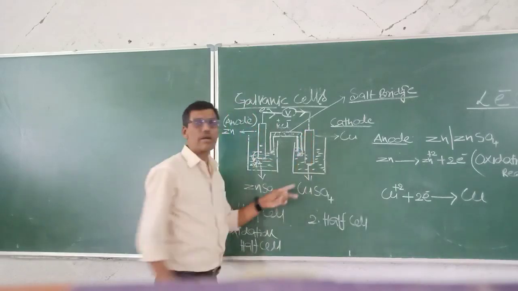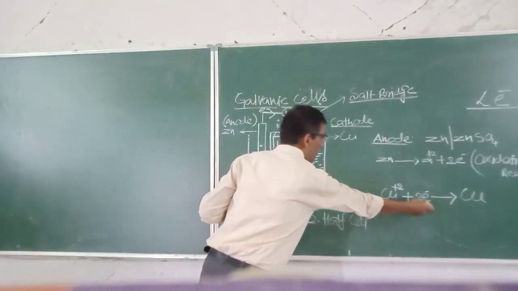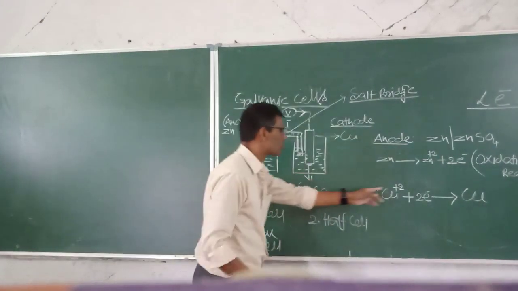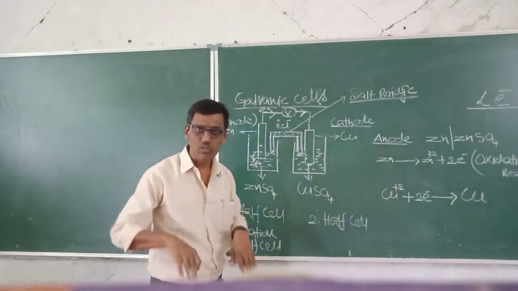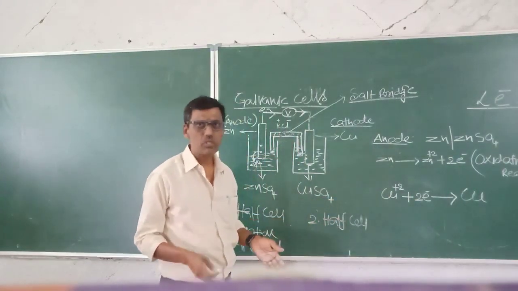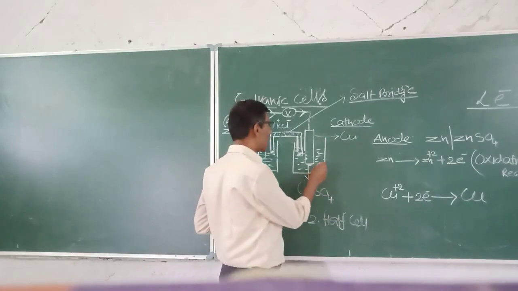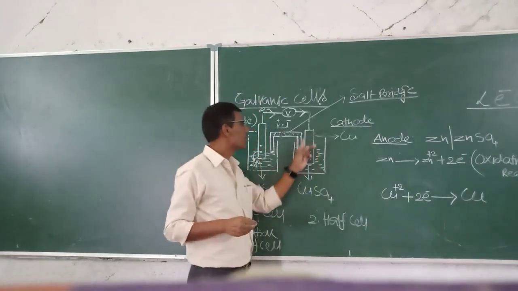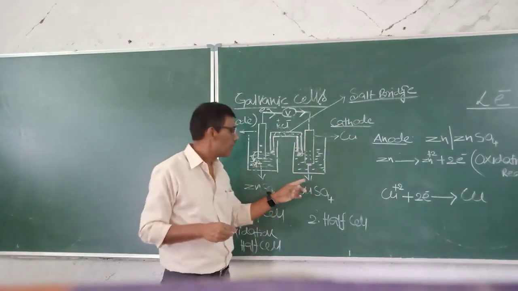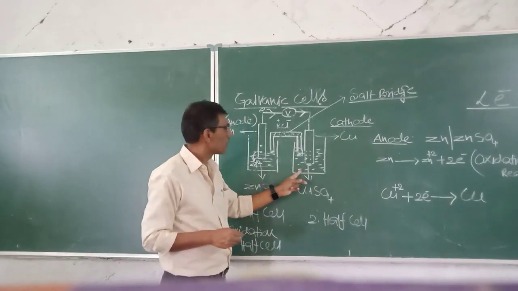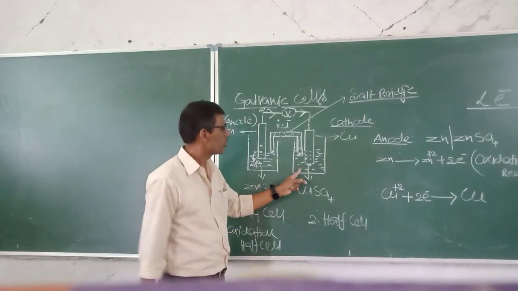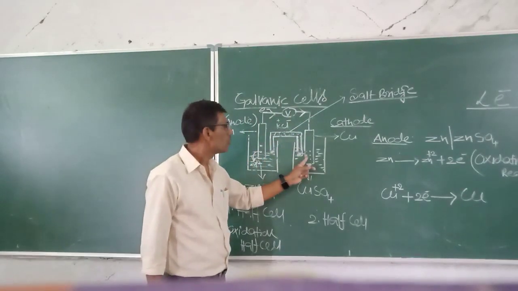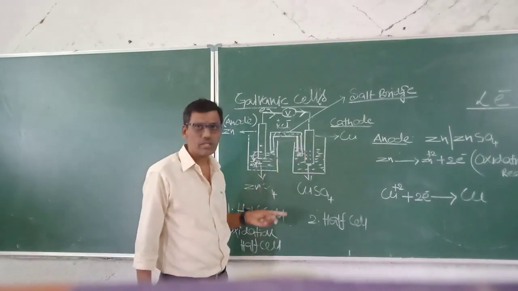It is already a copper rod, and the Cu plus 2 ions from the copper sulfate solution, after gaining the 2 electrons released by the anode, become copper, and this copper is deposited on the same copper rod.